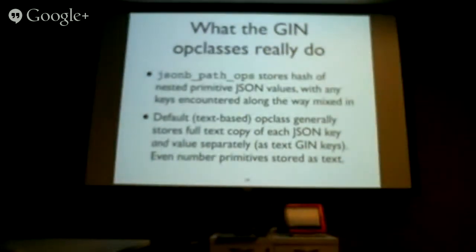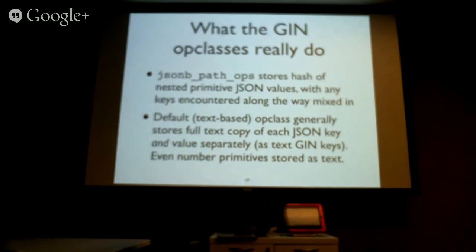So the JSONB path ops will store a hash of a nested primitive JSON value. Any keys that are taken along the way, as you're walking through the representation, going through objects, those values are going to be mixed into the hash, making them more exact than they might otherwise be. Whereas the default text op class will generally store a full text copy of each JSON key and value separately, even numbers as text. So the on-disk representation in both cases is entirely distinct from JSONB proper.